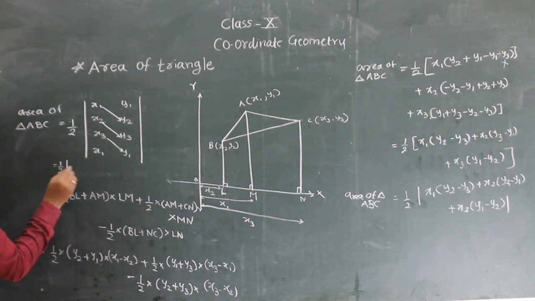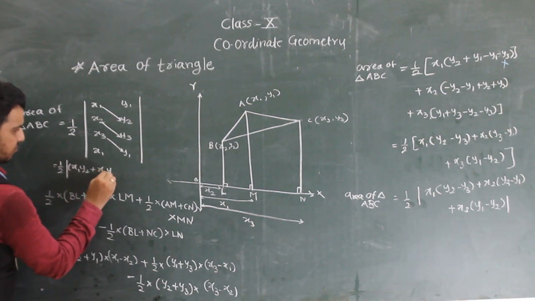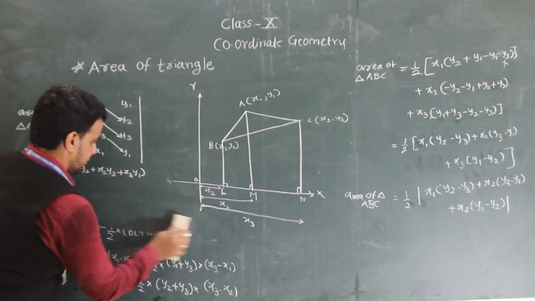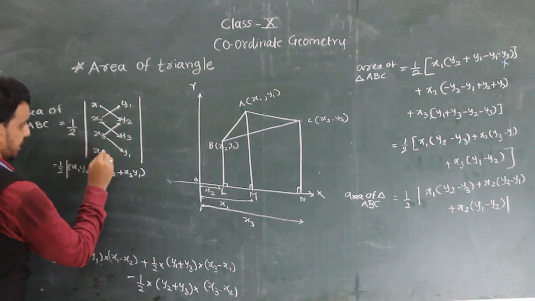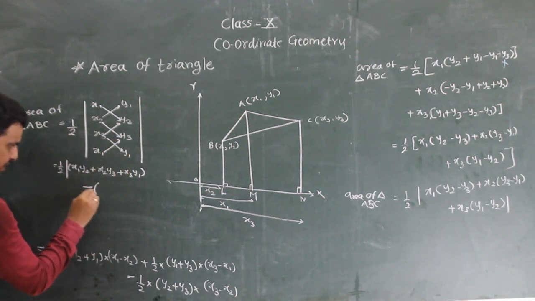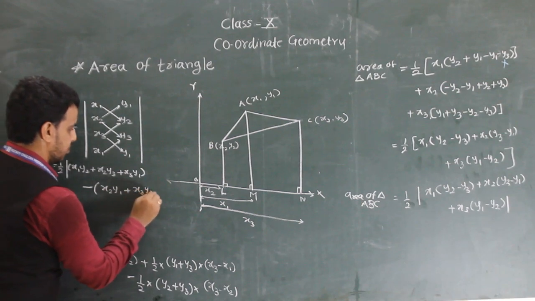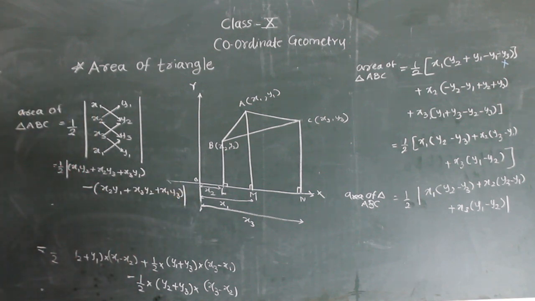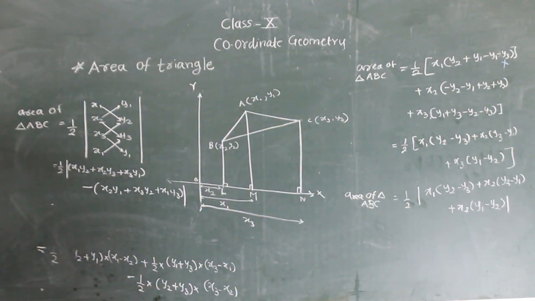Hence here half into, we have to multiply in this way: x1, y2 plus x2, y3 plus x3, y1, and after that we multiply in this way, meaning x2 into y1, x3 into y2 and x1 into y3. But here we have to use a minus sign. So minus in bracket x2 into y1 plus x3 into y2 plus x1 into y3. So this is the easiest way to remember this formula. You can solve by using this formula, or you can use this stair method. So both ways we can find the area of triangle ABC.